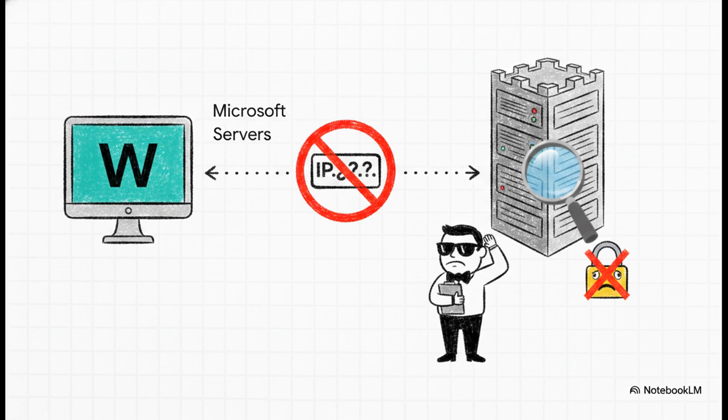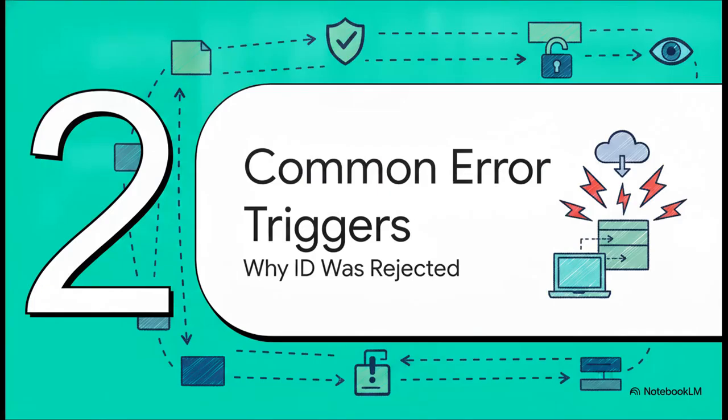But if the server sees a connection where it can't verify your true location, or it spots an IP address that's known for security risks, well, it refuses entry. Basically, if your digital ID looks fake, obscured, or just plain dangerous, the bouncer hands you an immediate error. No exceptions. Moving on to Section 2, 3 common error triggers, why your ID was rejected.